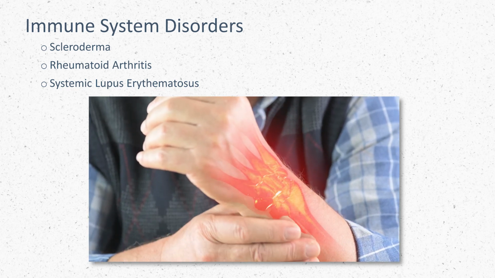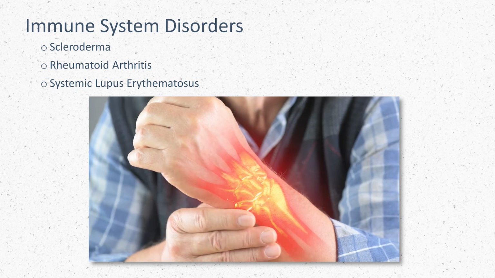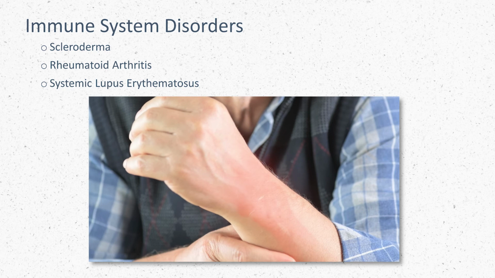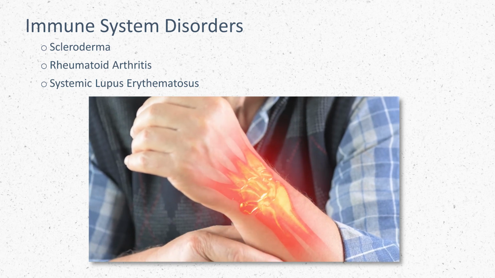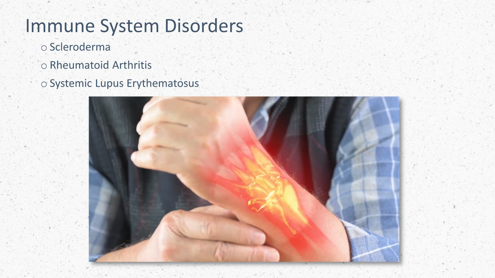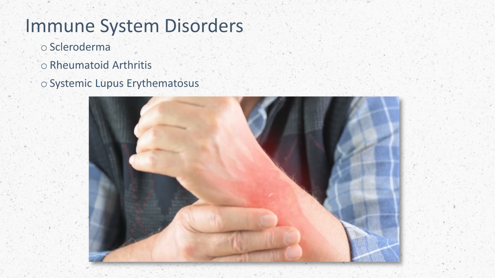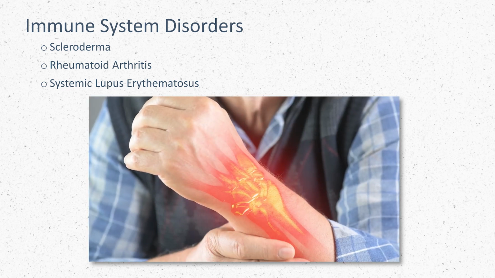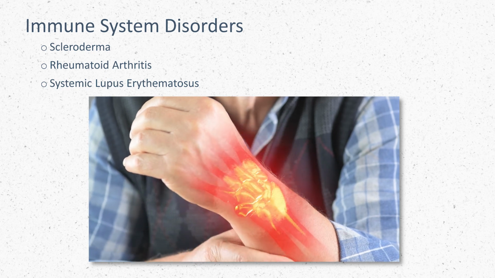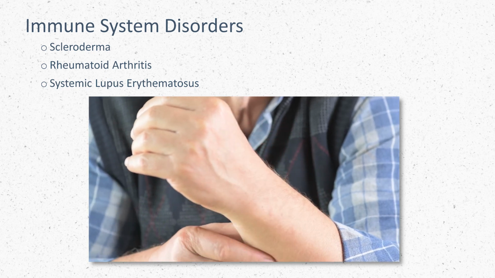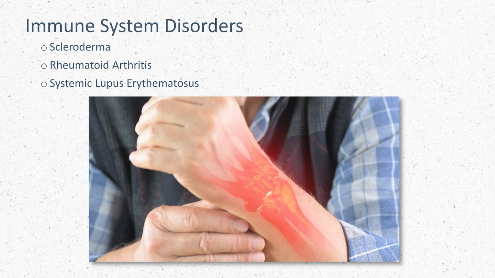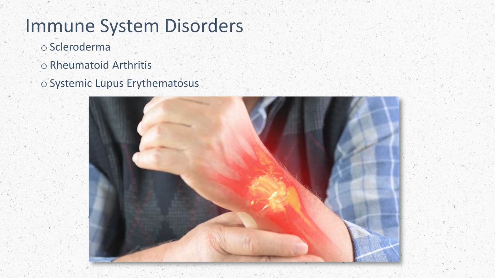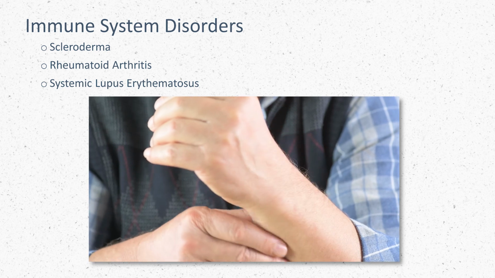Scleroderma is associated with skin discoloration and ulceration, joint pain, swelling and discomfort in the extremities, breathing problems, and digestive problems. Rheumatoid arthritis is associated with joint pain and tenderness, fatigue, fever, and weight loss. And lupus, a chronic disease of connective tissue, has a wide range of symptoms, including skin rash, fever, fatigue, joint pain, anemia, and iron deficiency.